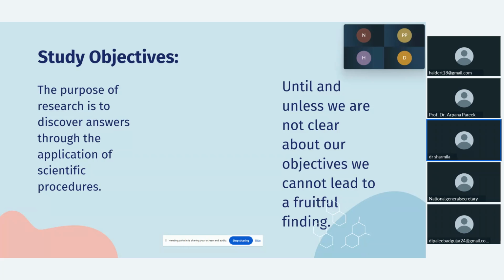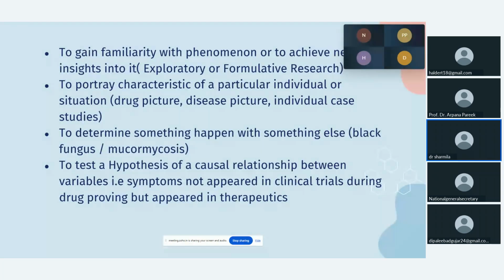Today's study objective: the purpose of research is to discover the answer through the application of scientific procedure. Until and unless we are clear about our objective, we cannot reach a fruitful finding. There are various researches that are part of this. And what is the scope? The scope is many things, but being a student of second, third or fourth year, think about what can be researched in a topic that has already been proved. Today, I'm going to give you certain examples through which you, as a student or a PG scholar, can focus on where different researches can be done to uplift our pathy.